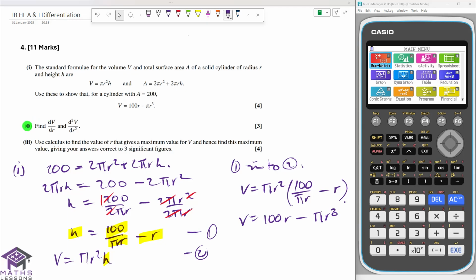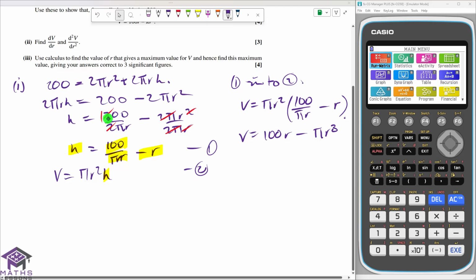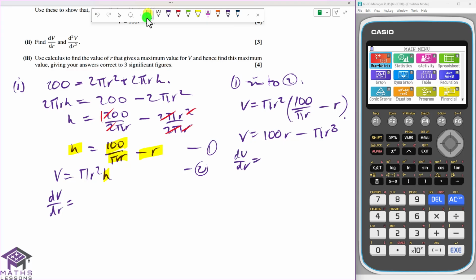All right, for part 2, we want to find dV by dr and d2V by dr squared. So let's just scroll down a little bit and do that. So dV by dr will equal, sorry, let's do it over here. It makes more sense. Differentiate with respect to r, we get 100. Differentiate this, we get minus 3 pi r squared. And d2V by dr squared, 100 goes to 0, so we just get minus 6 pi r.